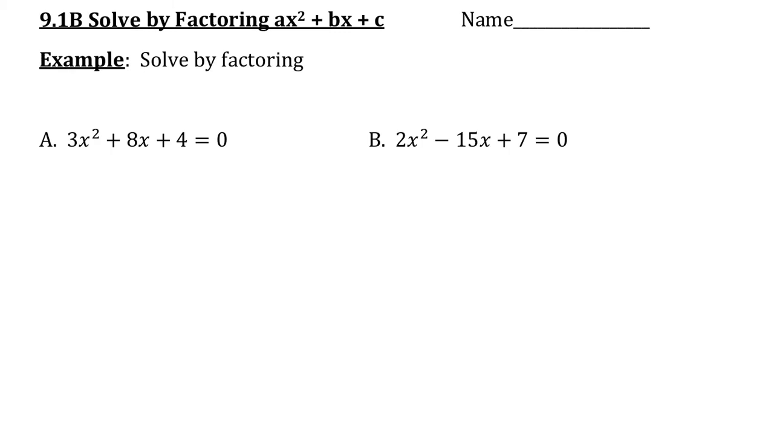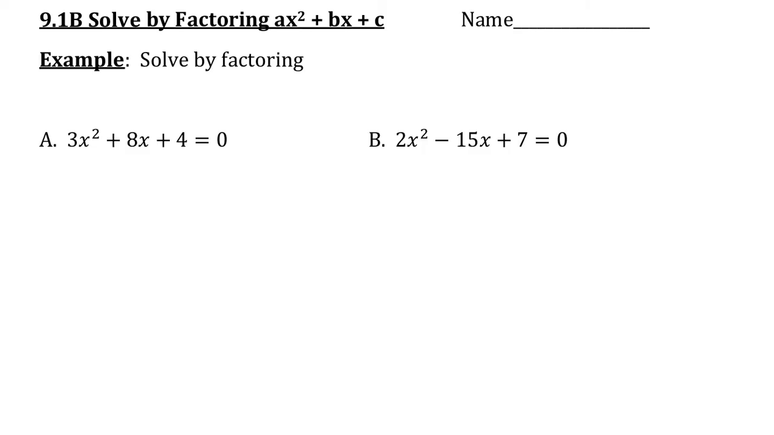Okay, in 9.1b, we're going to solve by factoring again, but this time the leading coefficient will not be 1, so it's going to be ax squared plus bx plus c, which we factored before using the box method and by grouping. You are welcome to use whichever method you prefer, but we are going to actually solve it, because normally we just stop. Okay, first thing, make sure it's in standard form. So it does equal 0, it's going from highest to lowest.